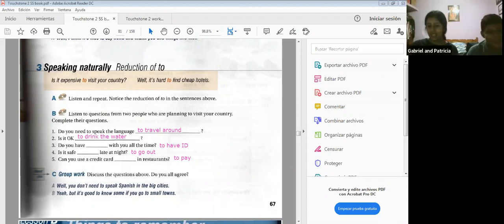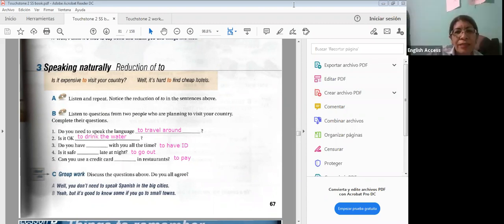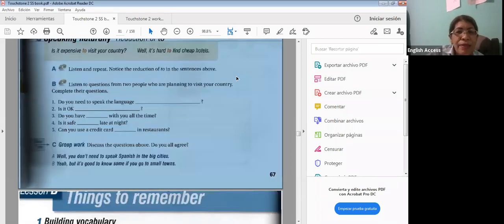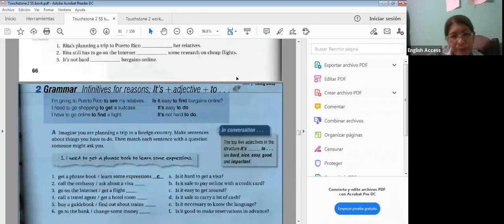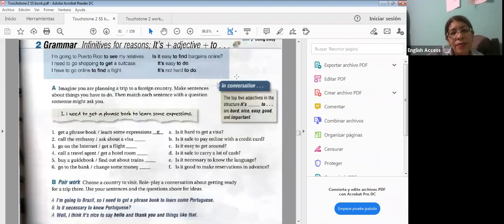Can you use a credit card to buy in a restaurant? Yes, you can. Yes, you can do it. Okay, well, this is the last activity of lesson A. As you can see, lesson A was about infinitives for reasons.